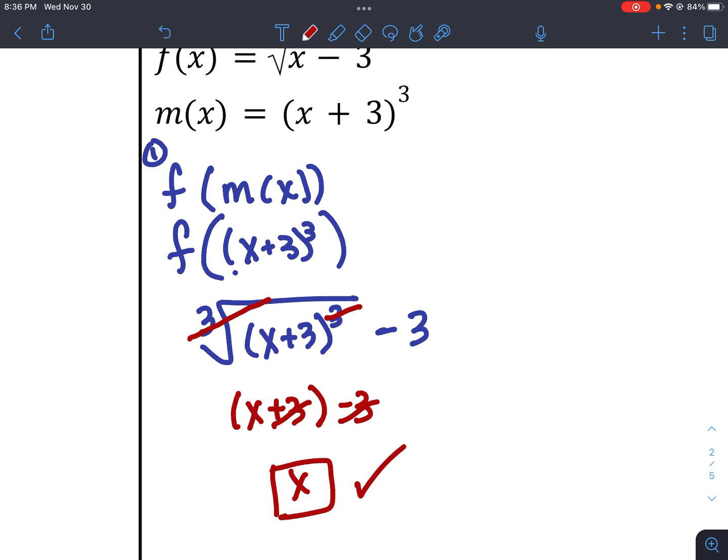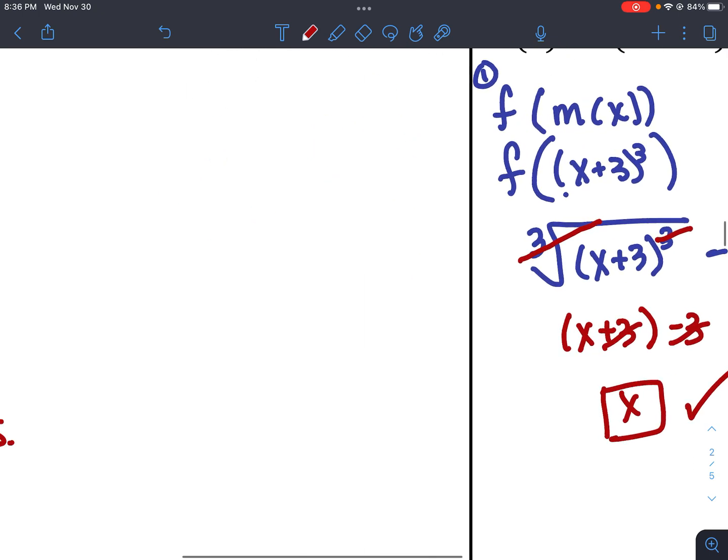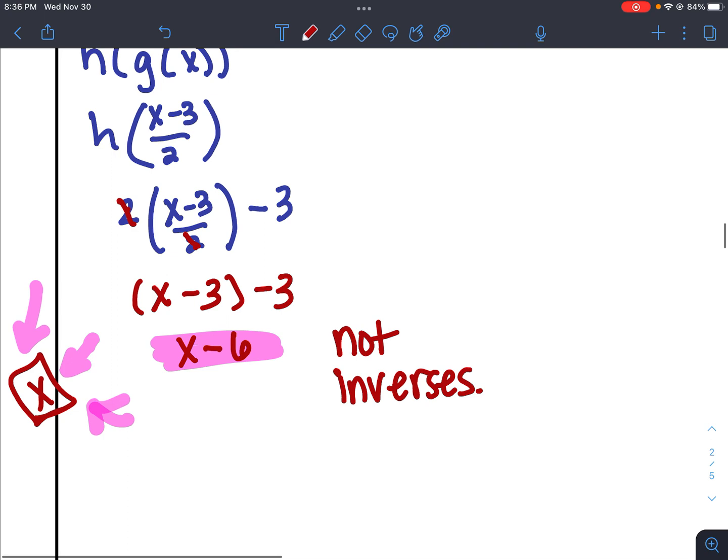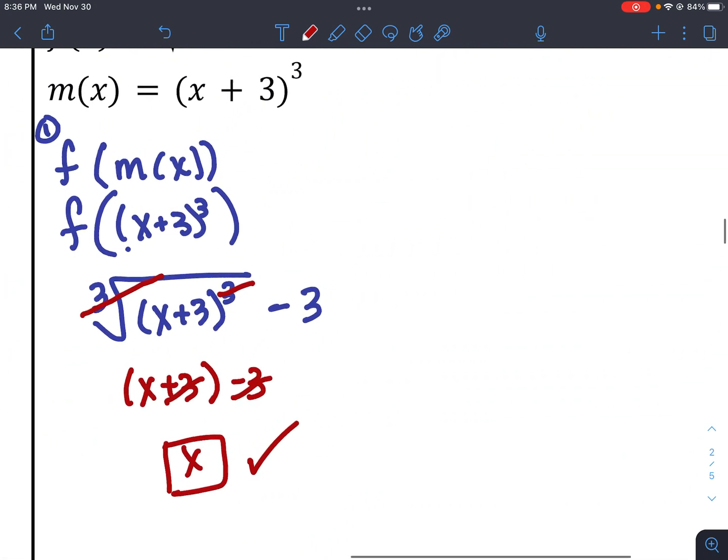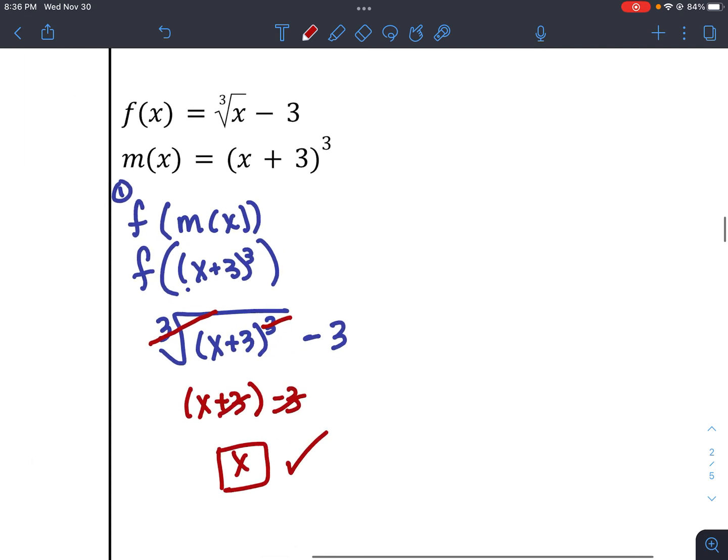If they are inverses, this is what we should end up with. They should end up to just be an x. If we do get just an x, it's different than the other one. We didn't end up with just x. We ended up with x minus 6. We reverse how we plug things in. So I started with f on the outside, m on the inside. Now I reversed it. I put m on the outside.